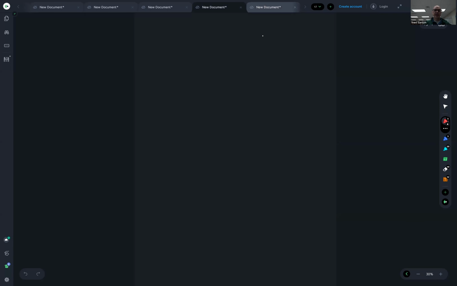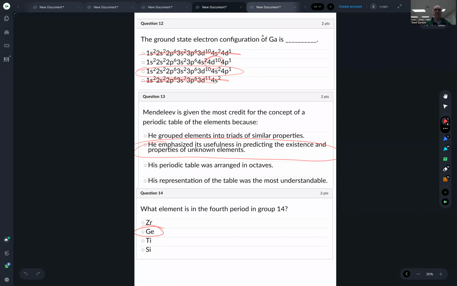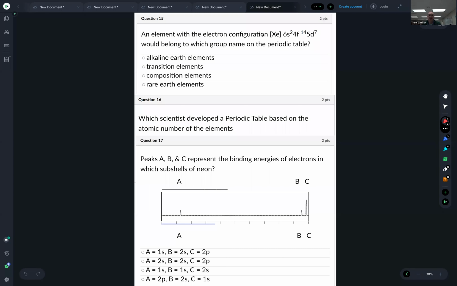Let's see if I got through that page. I did. So on to the next page. An element that has this electron configuration would belong to what group? You are, again, half filling this middle section, meaning that you are a transition element. Which scientist developed a periodic table based on atomic numbers? That one is going to be Moseley.